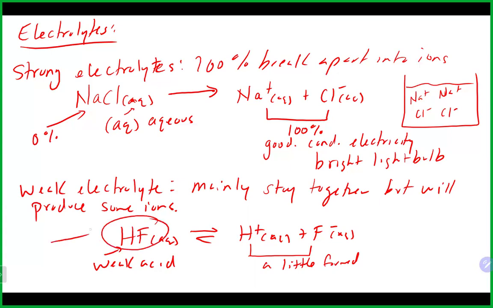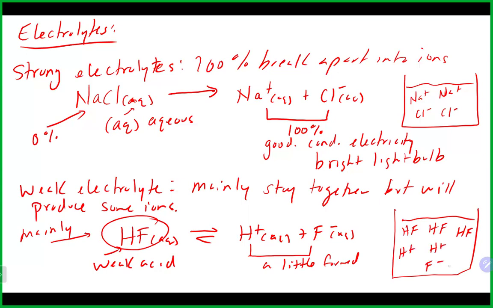But you will mainly have the whole HF together. So if you looked at the beaker and you put some hydrofluoric acid in there, you're mainly going to have the HF guys still hanging out together. You will have a little bit of it that has broken apart into ions, but mainly it's going to stay together. The result of that is it is going to produce ions, but not as many ions as a strong electrolyte.